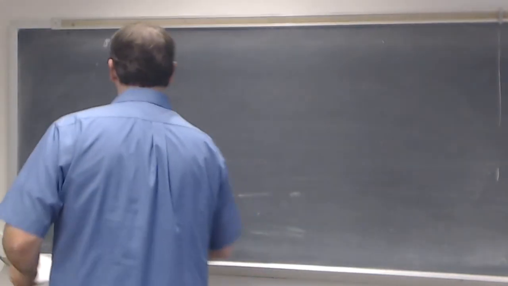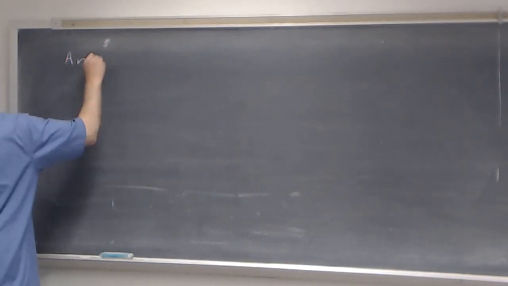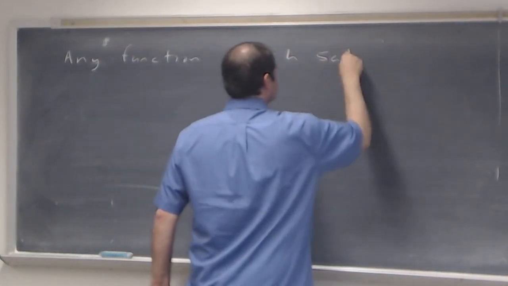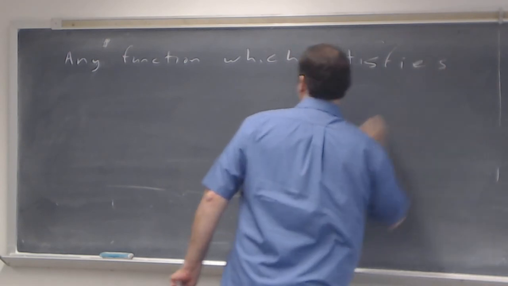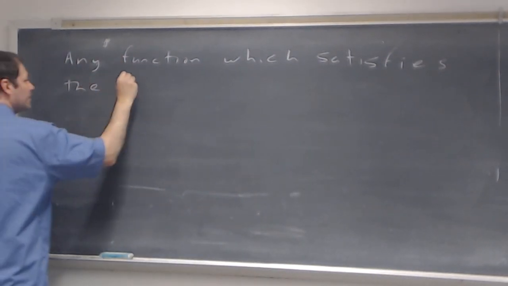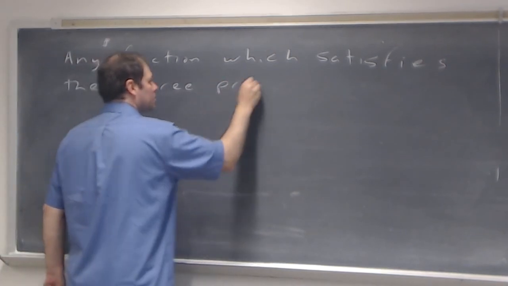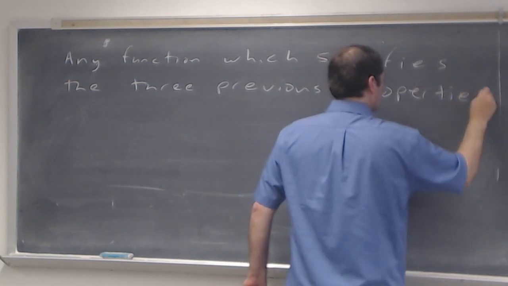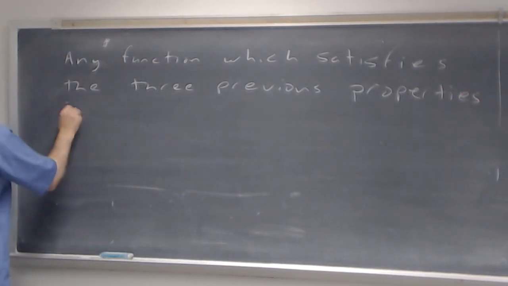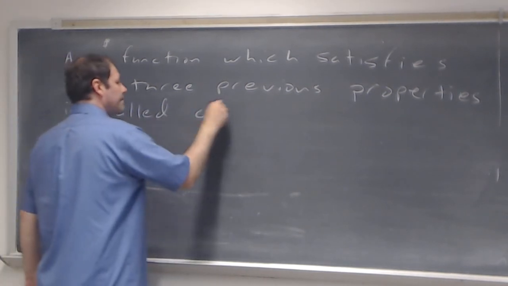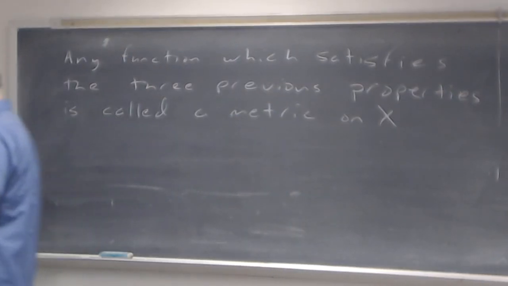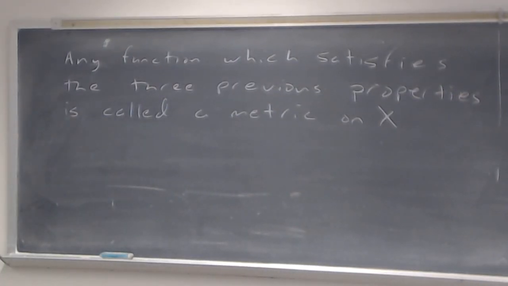And let's not forget, any function which satisfies the 3 previous properties is called a metric on X, a distance function.